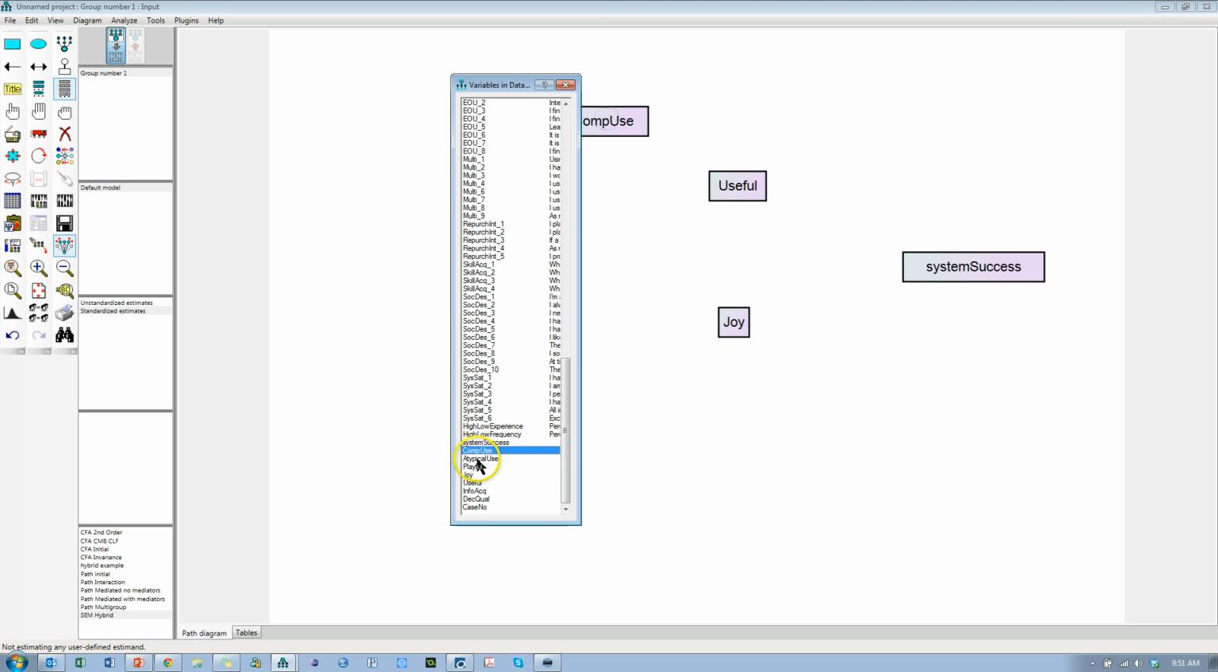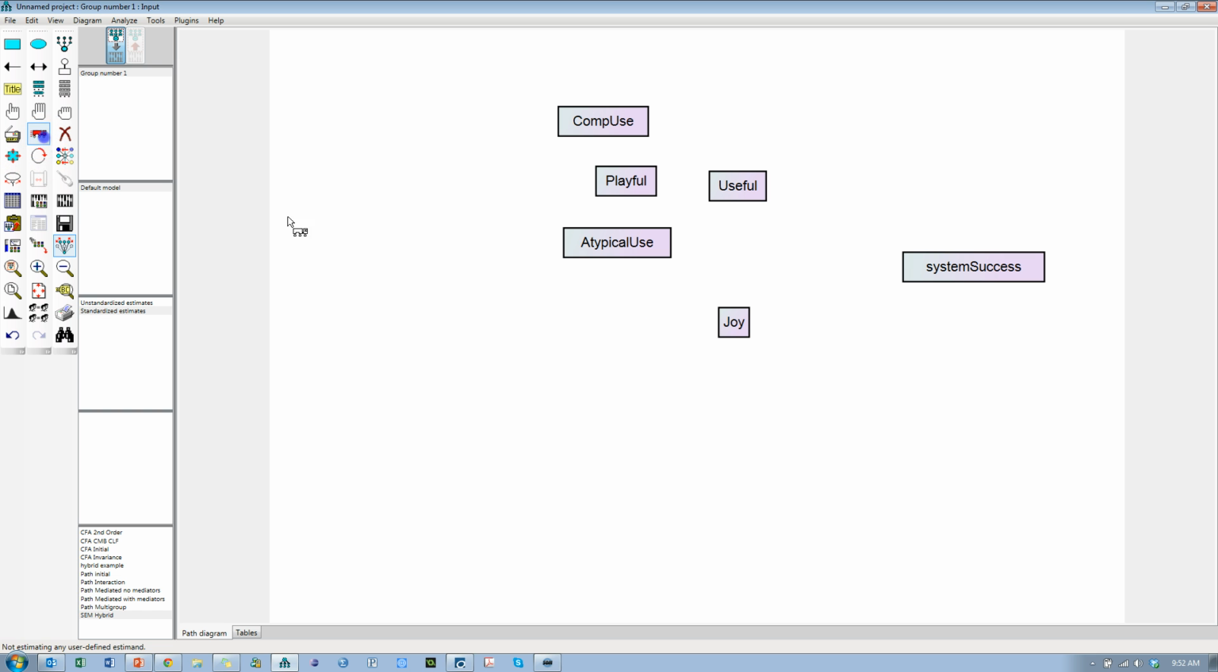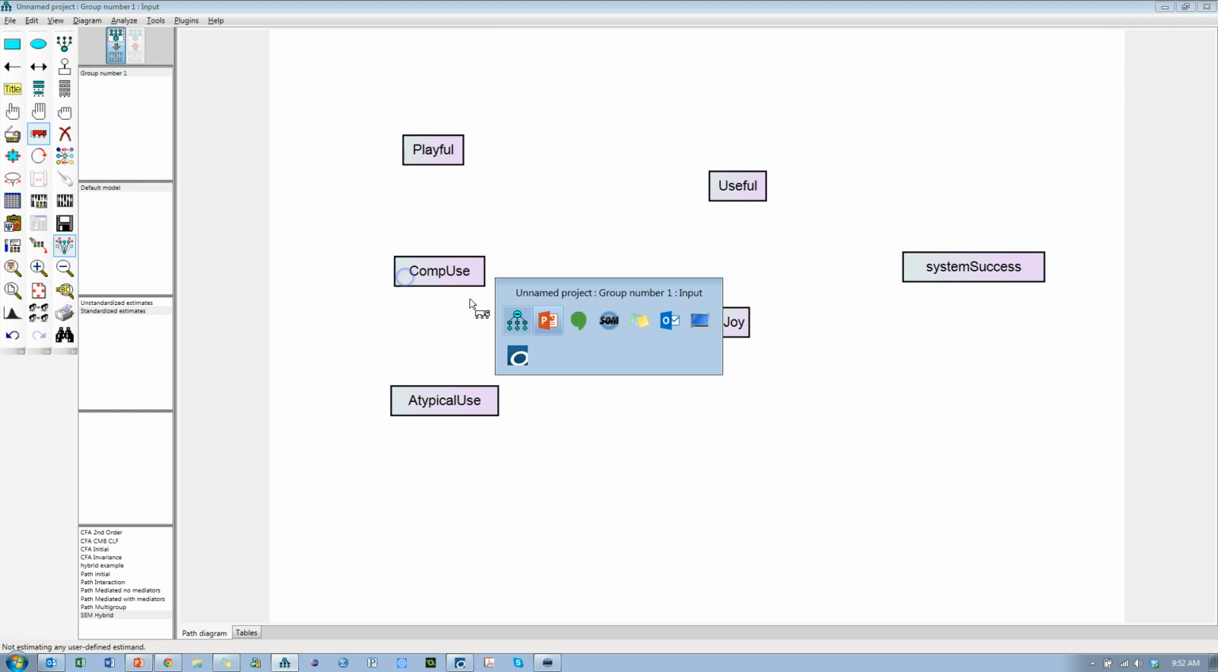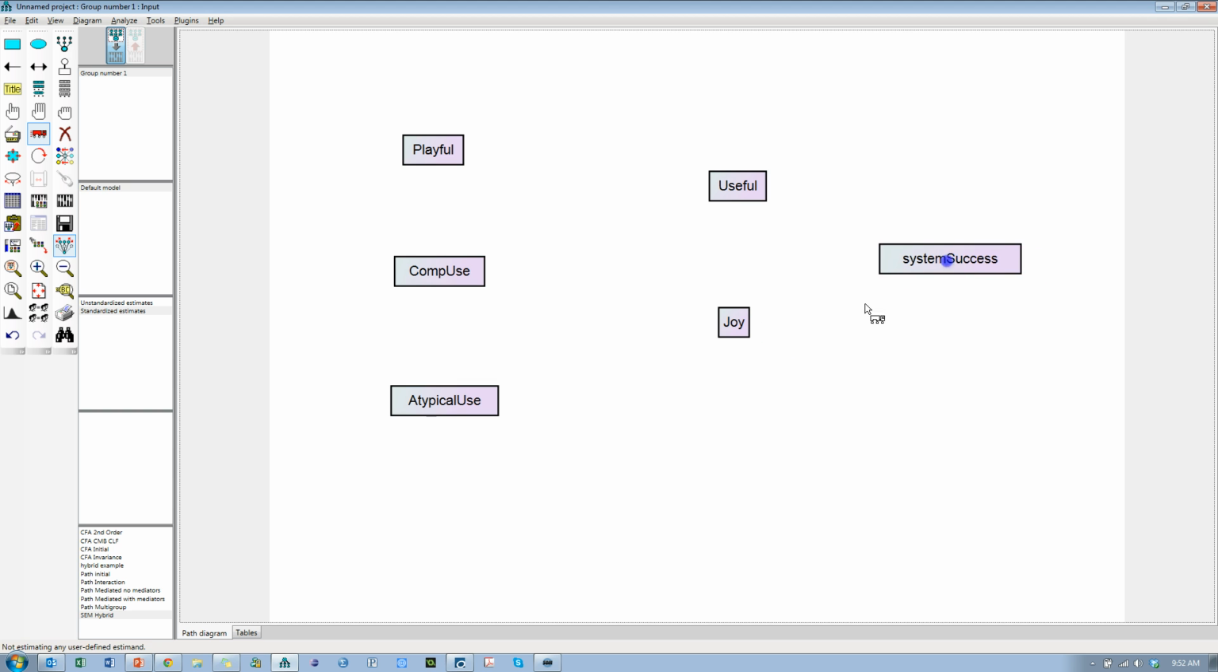Comp use, playfulness, and joy. Oh, no. Atypical use. Those are the variables. We can move them all around. We should probably just do them in the same order. So playful comp, useful enjoyment, and system success. There we go. Like that. Comp latent. Yeah, that's probably what you called it. I actually assessed comprehensive use more objectively and asked them exactly which features they used instead of having a latent set of measures as well.